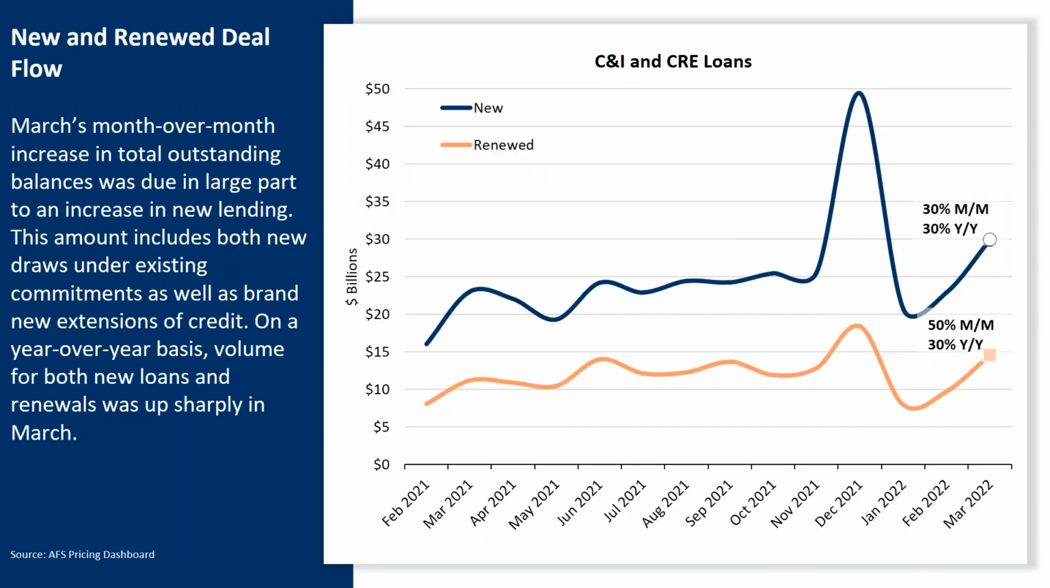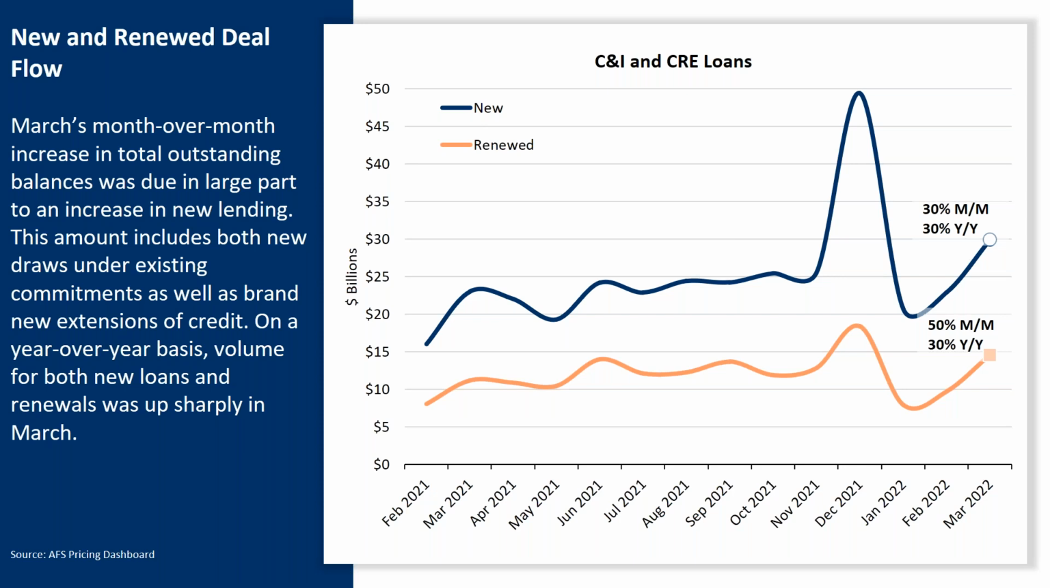Next, we'll move to new and renewed volume. This slide shows a trend of new and renewed volume for C&I and CRE loans. As depicted on the chart, there was a substantial increase in both the current month as well as from the year ago period for both new and renewed balances. This growth was both from an increase in the line utilization, as we saw in the previous slide, as well as new loan generation and renewals being closed.